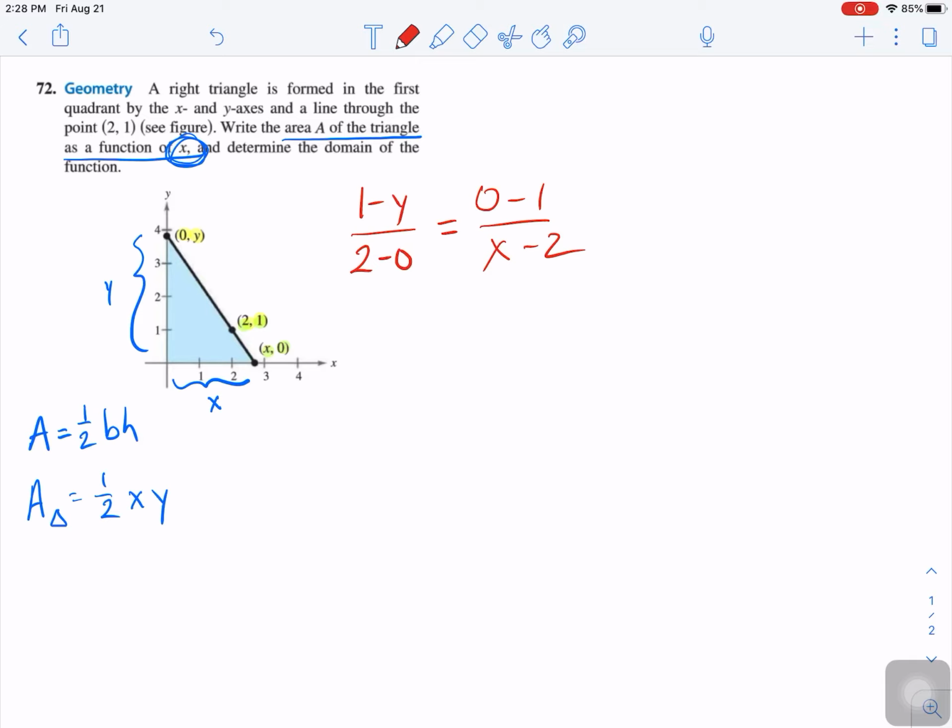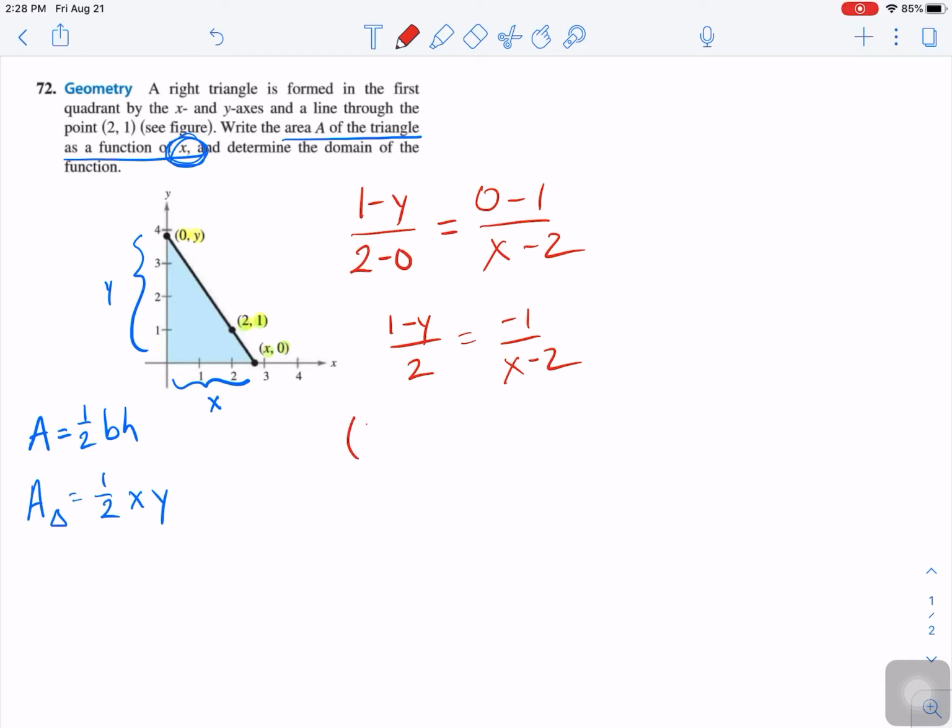Now I need to clean up this whole mess and get an equation y equals something in terms of x. Here's what I have: 1 minus y over 2 is equal to negative 1 over x minus 2. Let me make sure I did that correctly. Change in y, 1 minus y, over change in x, 2 minus 0, is equal to change in y, 0 minus 1, over x minus 2. Okay, I think we're good.